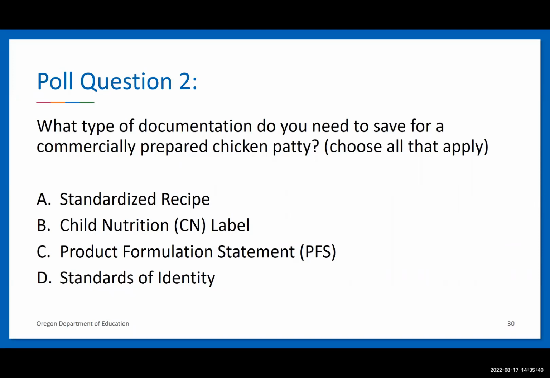Okay, so great job. It looks like the majority of you chose the right options, and they include both the CN label and product formulation statements. And both of these will work as supporting documentation for a commercially prepared chicken patty. And you don't need to have both, just to be clear. Just one of the two will be sufficient. If they do have a CN label, use the CN label. If they have a product formulation statement, use that PFS instead.